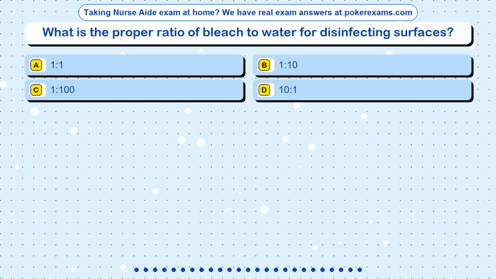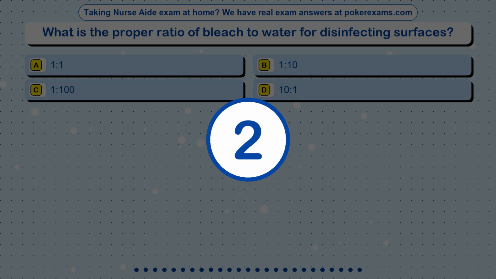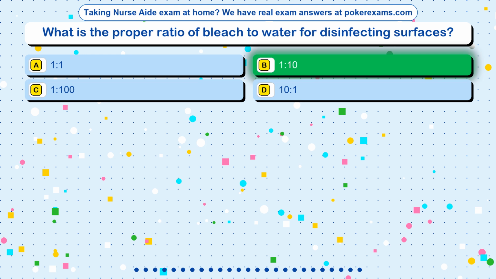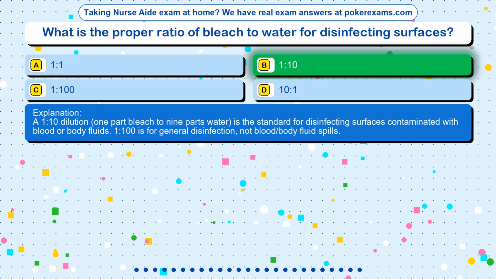Question 1. What is the proper ratio of bleach to water for disinfecting surfaces? Option A, 1:1. Option B, 1:10. Option C, 1:100. Option D, 10:1. The correct answer is option B, 1:10. A 1:10 dilution, 1 part bleach to 9 parts water, is the standard for disinfecting surfaces contaminated with blood or body fluids. 1:100 is for general disinfection, not blood/body fluid spills.